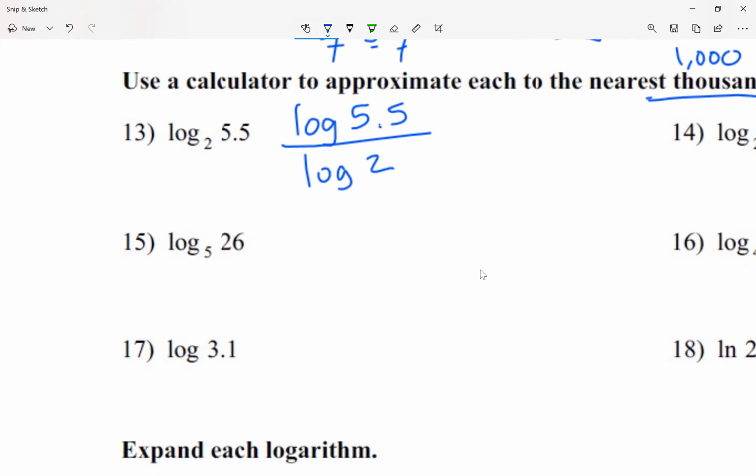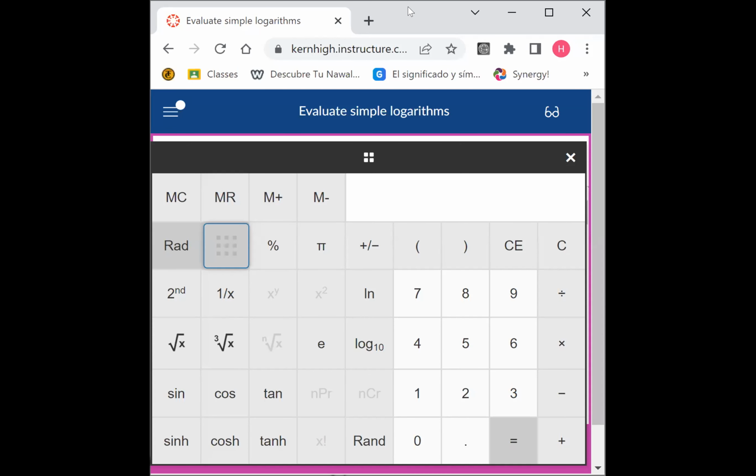Notice I'm just doing log, so base 10. The reason I'm using base 10 is because of our calculators. Let me bring out our calculators here. You can see my calculator. I don't see log base 10. In my case, I cannot change log base 2, right?